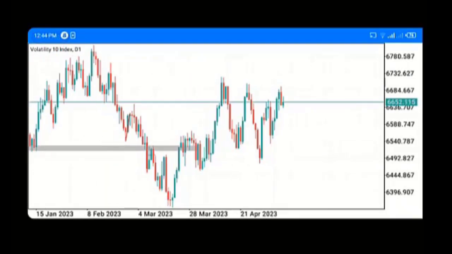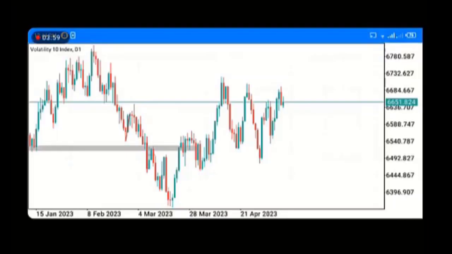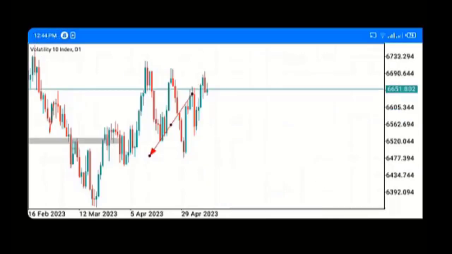What I mean is that I pay attention to structures a lot. So what I'm looking at on the daily, all I see is that the market has been bearish within this zone. The market has been bearish within this zone. Here around this region, the market is bearish. But when it comes to this particular point, it broke.